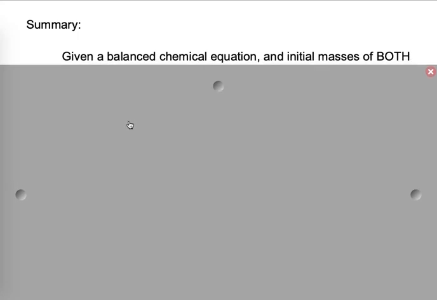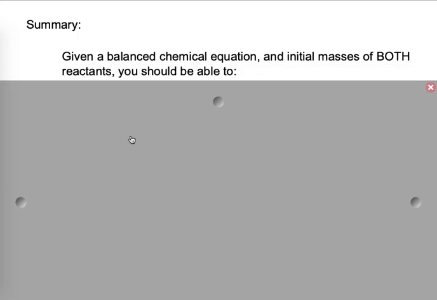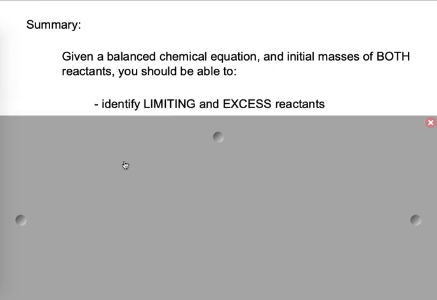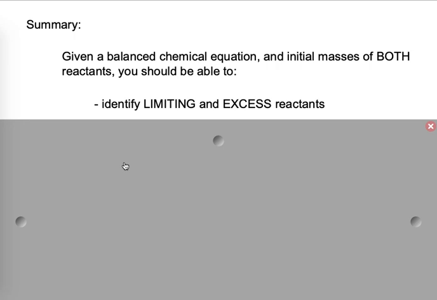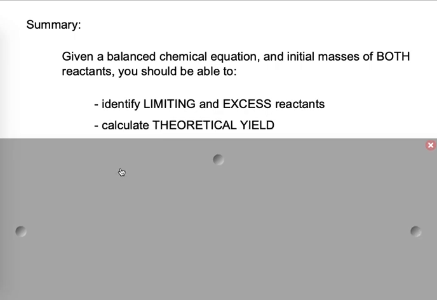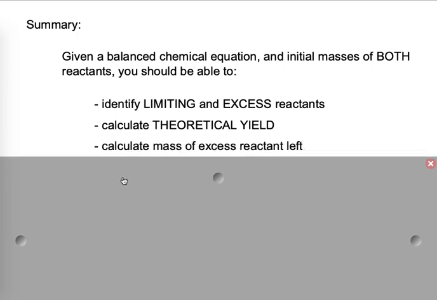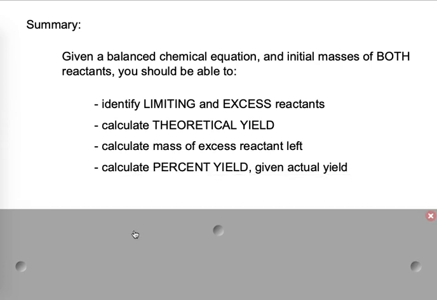So, to summarize, here's what you should be able to do. Given a balanced chemical equation and initial masses of both reactants, and there will only ever be two, you should be able to identify the limiting and excess reactants by calculating the theoretical yield and seeing which reactant gives you the smaller and therefore correct theoretical yield, calculate the mass of excess reactant left over, and then finally calculate the percent yield given the actual yield. That's pretty much it for our unit on stoichiometry.